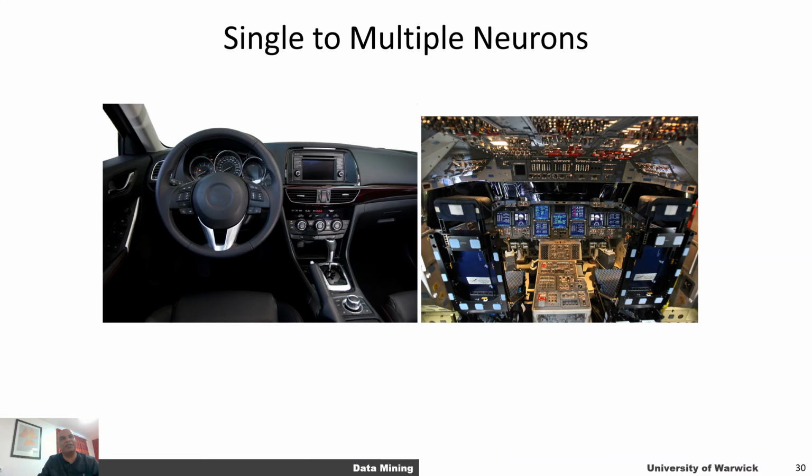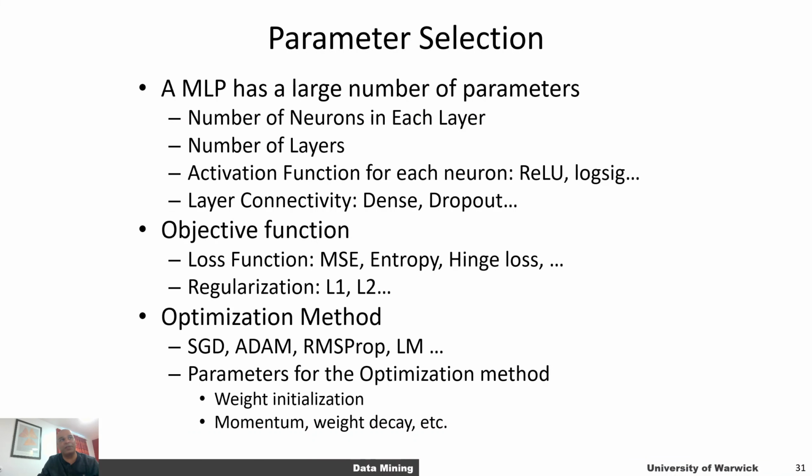Once we have taken a look at the backpropagation algorithm, we are now in a position to move on to this more serious step of analyzing the impact of different parameters and how to choose those. An MLP, or a multi-layer perceptron, or a fully connected neural network, or a backpropagation neural network, those are all different names for the same thing in our discussion. It has a large number of parameters.